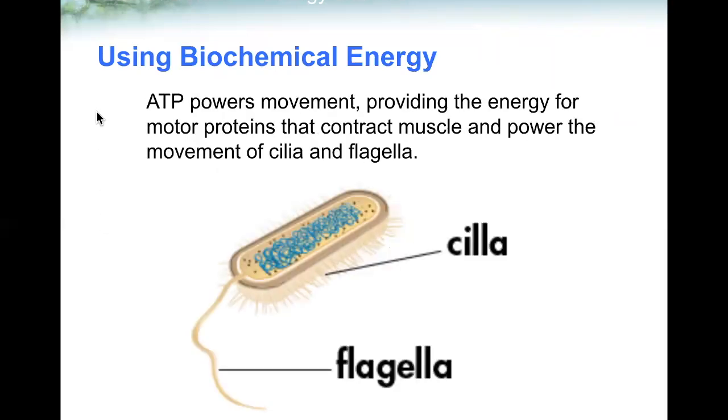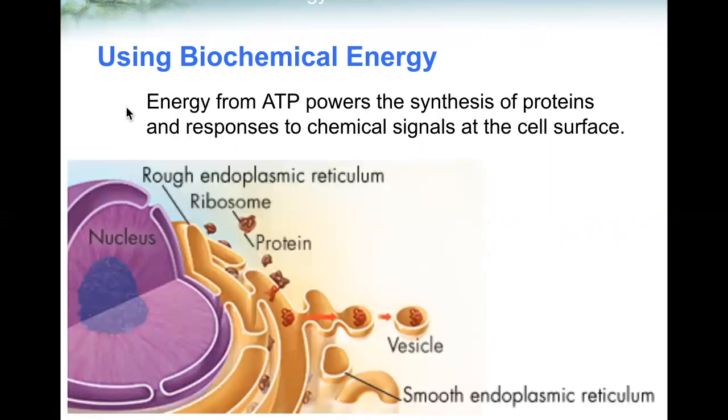ATP powers movement, providing the energy for motor proteins that contract muscle and power the movement of cilia and flagella. Cilia are little hairs, and flagella are long, like a tail. Energy from ATP also powers the synthesis of proteins and responds to chemical signals on the cell surface.